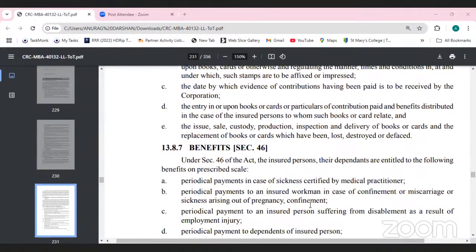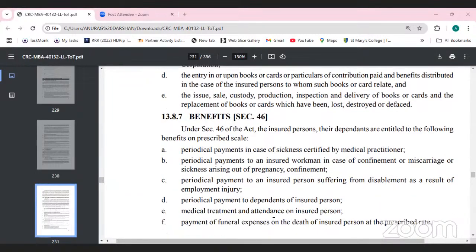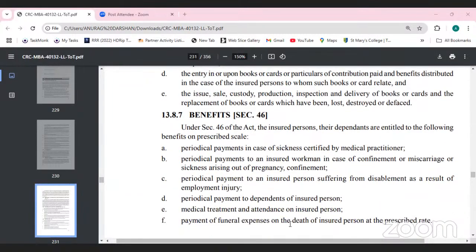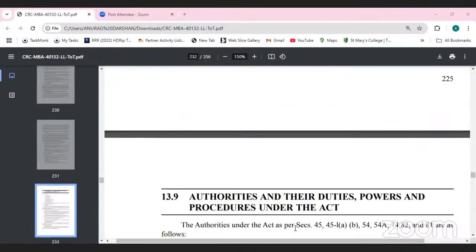Now, coming to the benefits, these are laid down under section 46. Periodical payments in case of sickness certified by a medical practitioner. Periodical payments to an insured workman in case of a confinement or miscarriage or sickness arising out of pregnancy or confinement. Periodical payment to an insured person suffering from disablement as a result of employment injury. Periodical payment to dependents of insured person. Medical treatment and attendance on insured person. Payment of funeral expenses on the death of insured person. And this is at a specified, fixed rate.